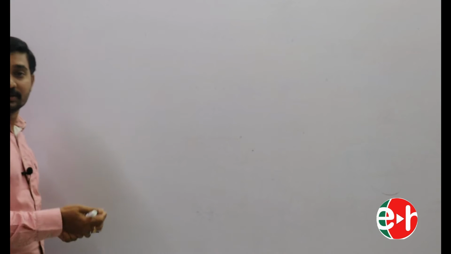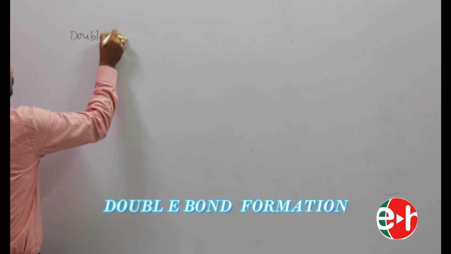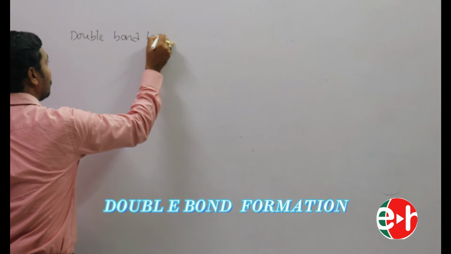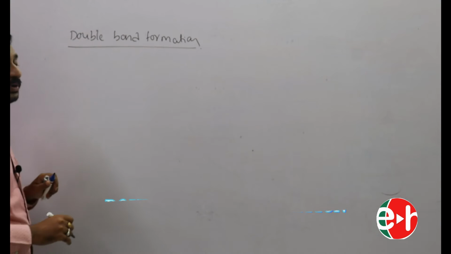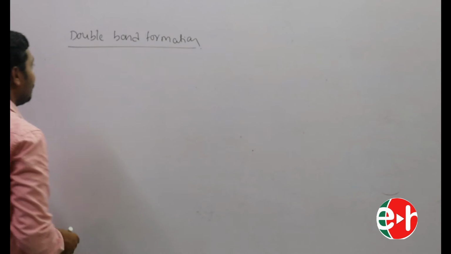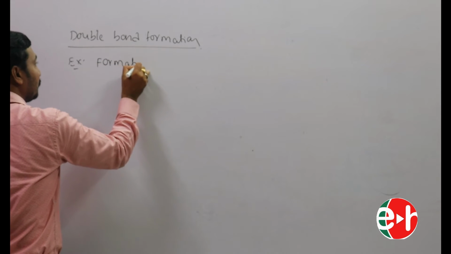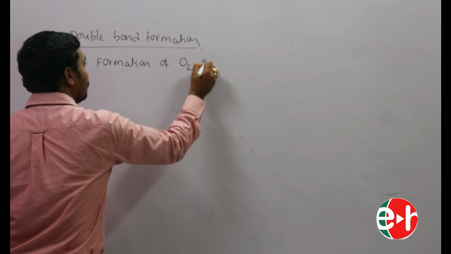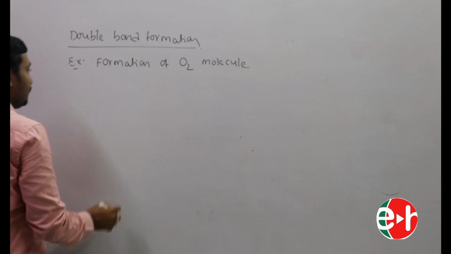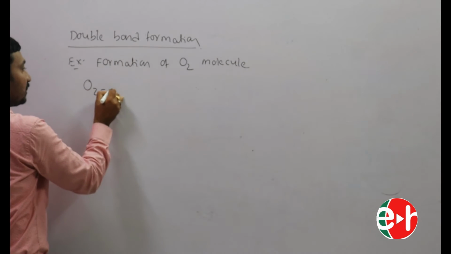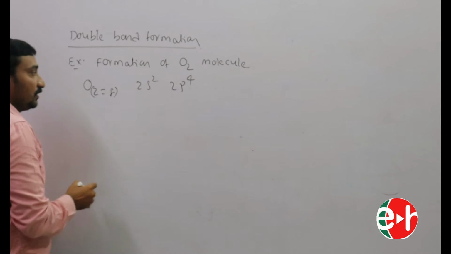Now let us discuss double bond formation. Example, formation of O2 molecule. Oxygen atomic number 8, valence shell configuration 2s2 2p4.